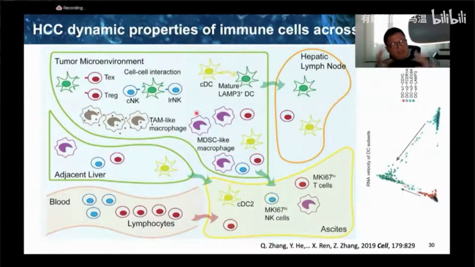Cells are not really stable and restricted in one location. There are some communications between different sites. So I'm going to give one example to describe this. Because we obtained a large number of myeloid cells, we are able to identify a group of cells that we call LAMP3 positive dendritic cells. What we found is that such type of cells were derived from cDC1 and cDC2 based on RNA velocity analysis.